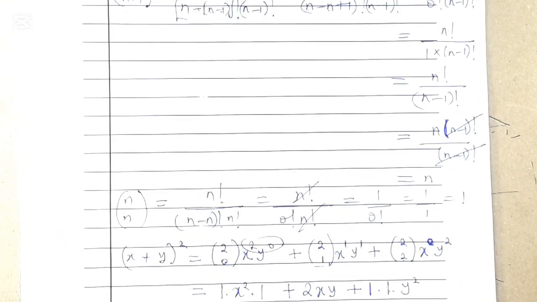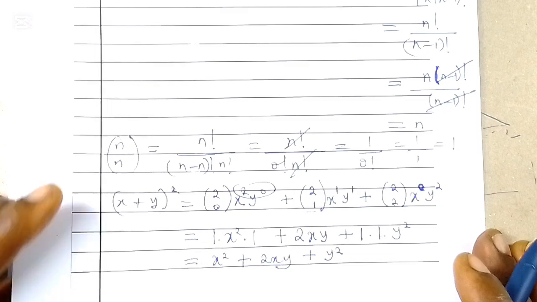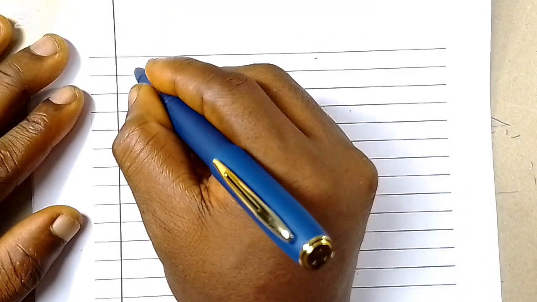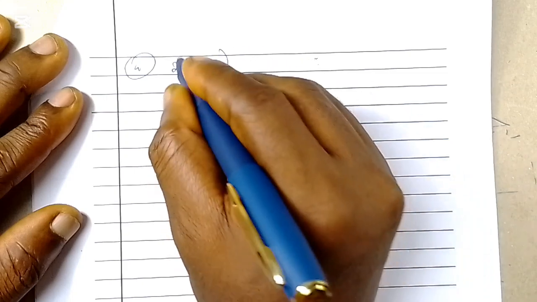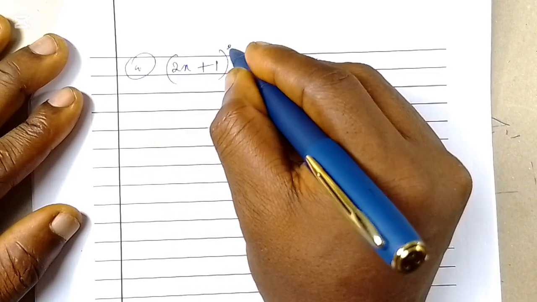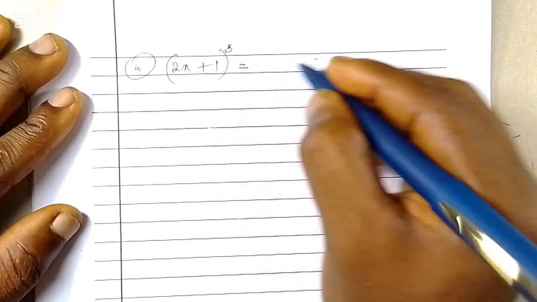Okay, so you see how easy it is to expand using binomial expansion. Now let us proceed to more expansions. Now, using the binomial expansion, let us take this problem: 2x plus 1, that we did earlier on, raised to power 3. Let us use the binomial expansion.